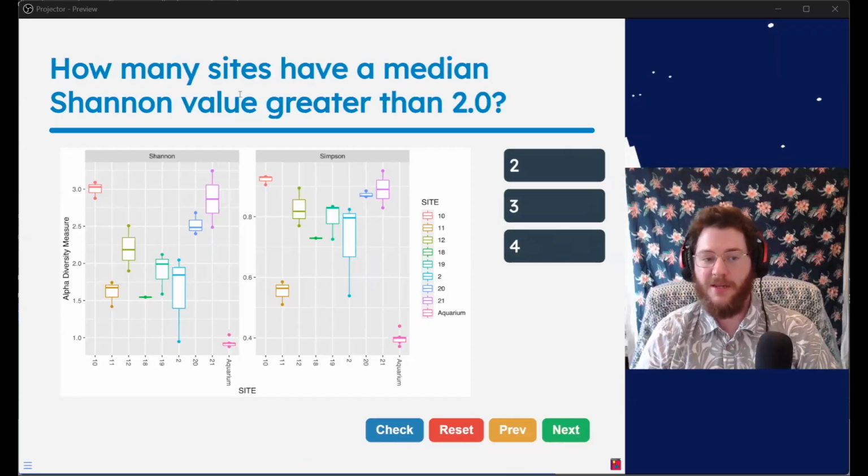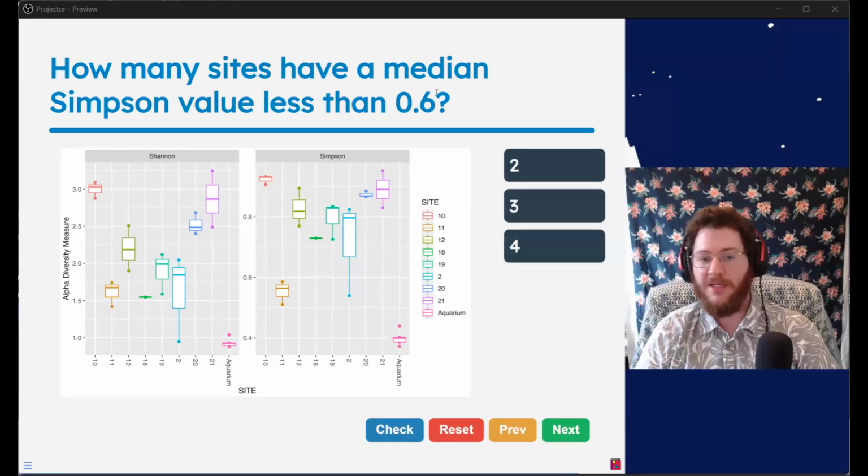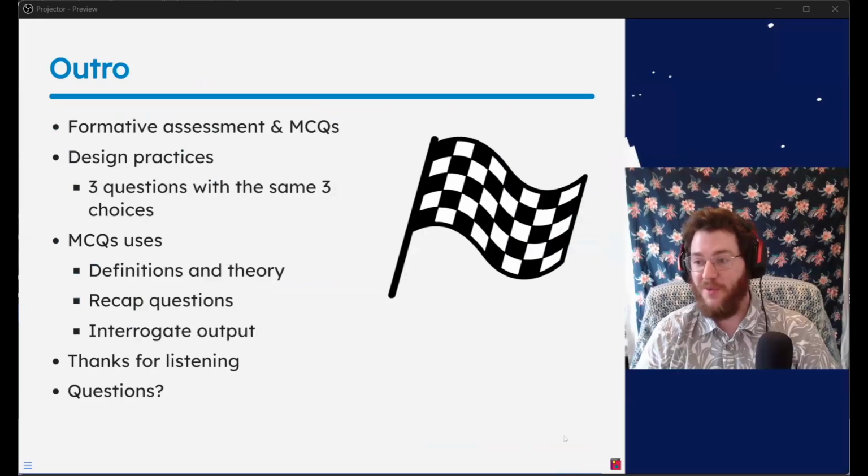How many sites have a median Shannon value greater than 2.0? Let's look at Shannon. The median value is the line in the box plot. 2.0 is here. So we have 1, 2, 3, 4. Let's check that. That's correct. And then how many sites have a median Simpson value less than 0.6? Simpson's over here. 0.6 is here. So 1, 2. Let's check that. And that is correct. So in that case, we only had a set of two, but that's fine. We don't need to follow the set of three all the time.